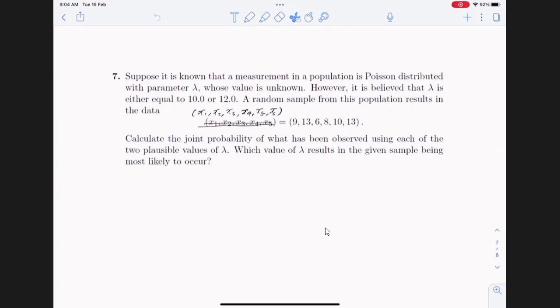The question is asking us to do a probability calculation, to calculate the joint probability for the observed sample based on the 2 parameter values. For lambda equal to 10, we compute a joint probability. For lambda equal to 12, we compute another joint probability. So this is what the question is asking. First, how can we find the joint probability? I guess you should have already learned what is meant by joint probability.